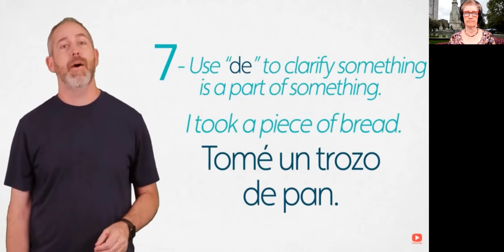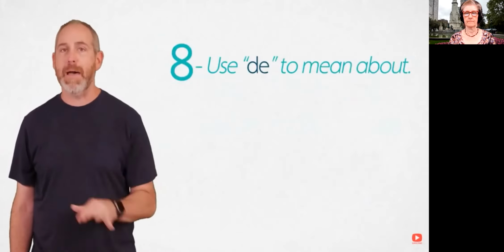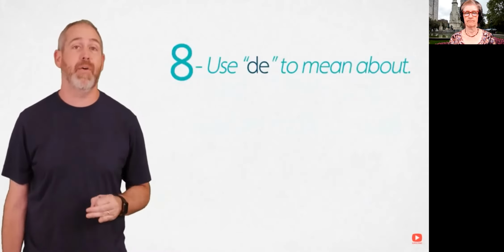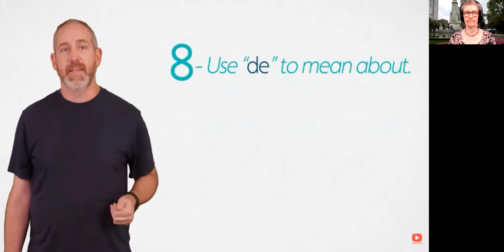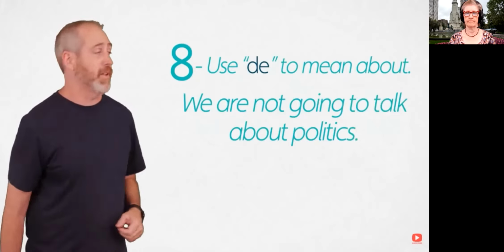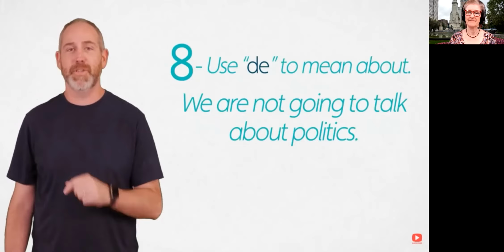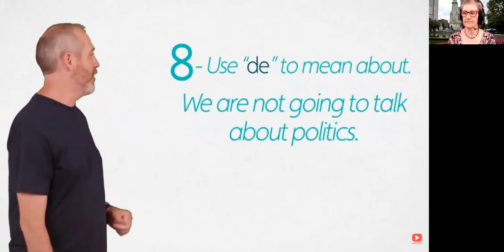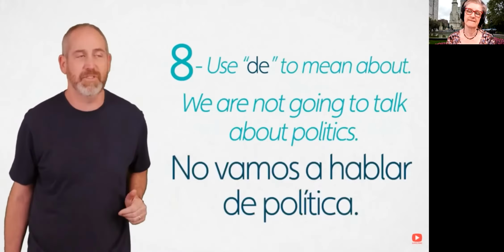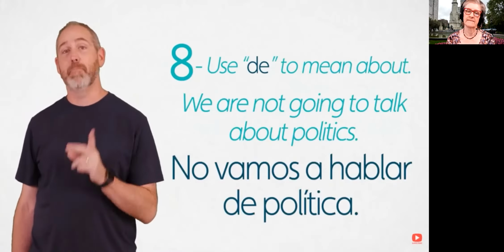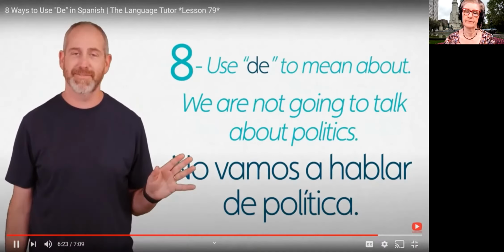All right. Now, I want to give you one more, and that is the word about, because de can be about in certain situations. Now, this is definitely me when I say this, but we are not going to talk about politics. I don't like talking about politics. Just bums you out, doesn't it? So the sentence, we are not going to talk about politics. You could use de to say about. So no vamos a hablar de política. No thanks.